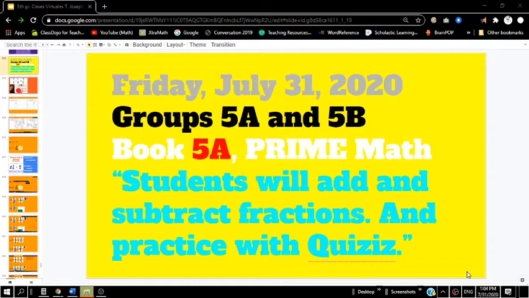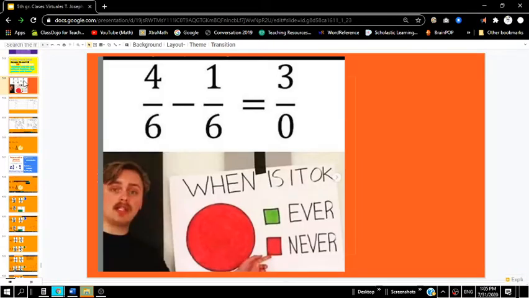Today we're going to be continuing to learn how to add and subtract fractions, and we're going to practice by using a Quizizz. So, let's get started. As you know, boys and girls, when we add or subtract fractions, we need to have the same denominator, okay?